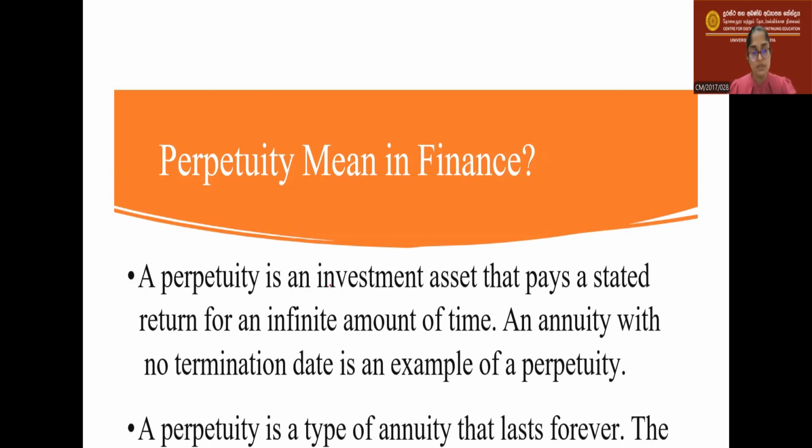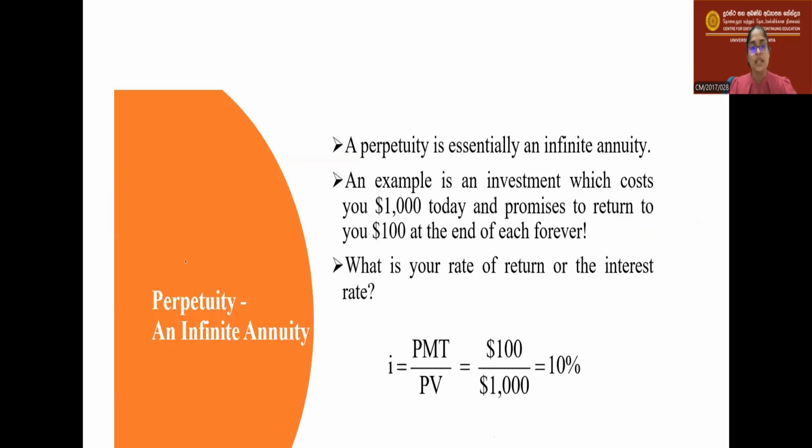A perpetuity is an investment asset that pays a stated return for an infinite amount of time. So a perpetuity is a type of annuity that lasts forever. It's not finite, it's infinite. The stream of cash flows does not have an end date. Let's look at the infinite annuity then. A perpetuity is essentially an infinite annuity, kind of an annuity, but infinite.